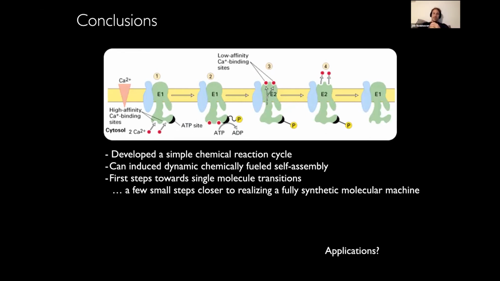So what we did is we developed a simple chemical reaction cycle, and we introduced that reaction cycle idea that we copied from biology, simplified all the way down, and coupled that to dynamic, chemically fueled self-assembly. I think these are the first steps towards single molecule transitions. These are very small steps getting closer to realizing such a synthetic molecular machine that does actually a very sophisticated function.